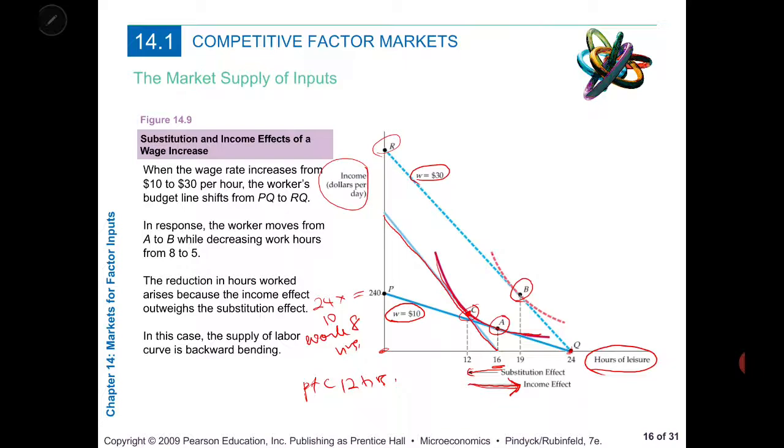And at B, you are not working 19 hours, but you are working only 5 hours, 24 minus 19. But you are earning $30 per hour, so your income is 150. In the earlier case, if you work 8 hours, your income is 80.